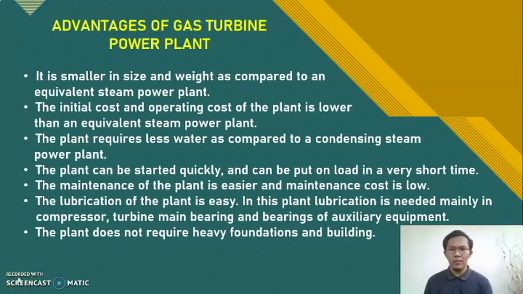Advantages of a gas turbine power plant. It is smaller in size and weight compared to an equivalent steam power plant. The initial cost and operating cost of the plant are lower than an equivalent steam power plant. The plant requires less water compared to a condensing steam power plant. The plant can be started quickly and can be put on load in a very short time. The maintenance of the plant is easier and maintenance cost is low.